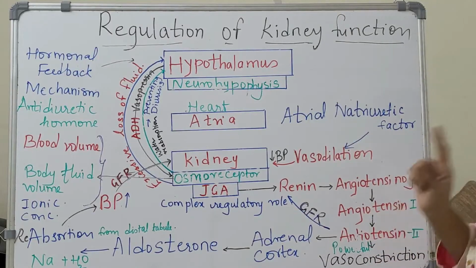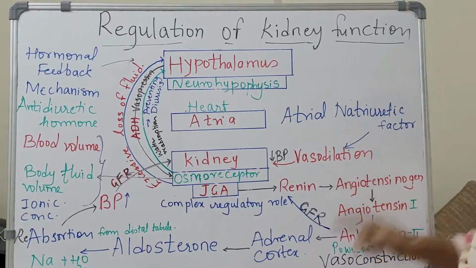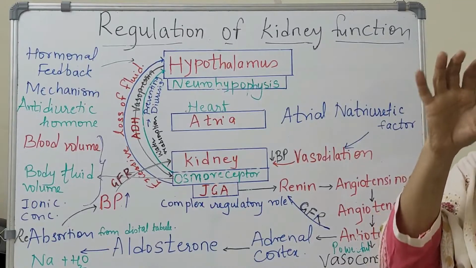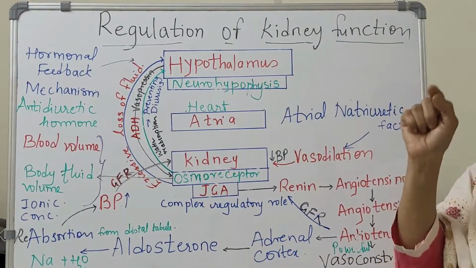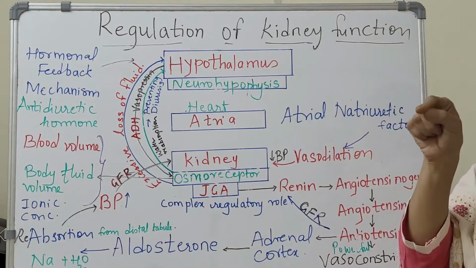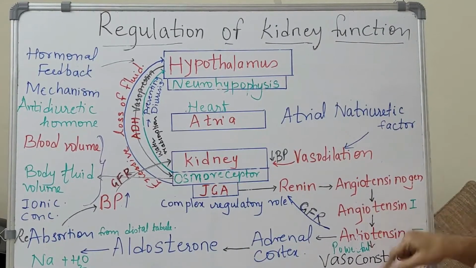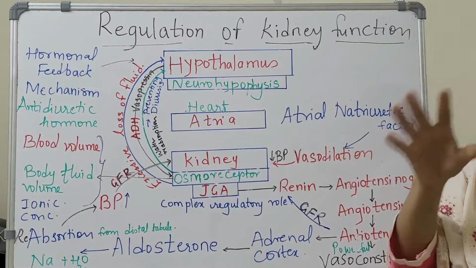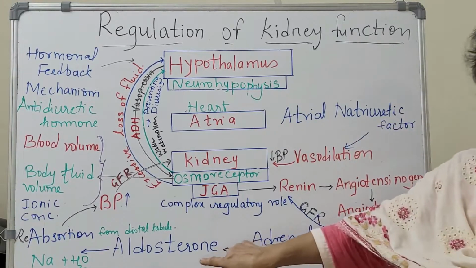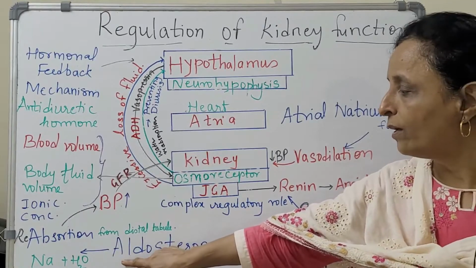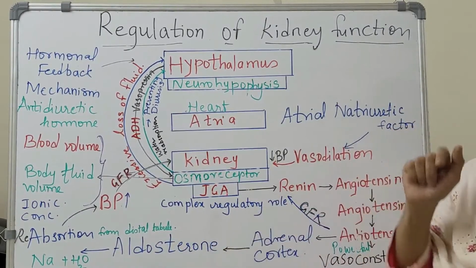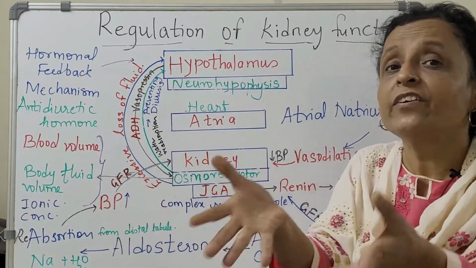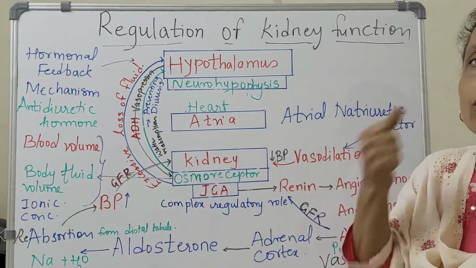Now angiotensin 2 also stimulates the adrenal cortex. Now the cortex, the tissue with the gland which you can see above the kidney, the adrenal gland. So this angiotensin 2 stimulates this adrenal cortex to release another hormone, which is the hormone aldosterone.